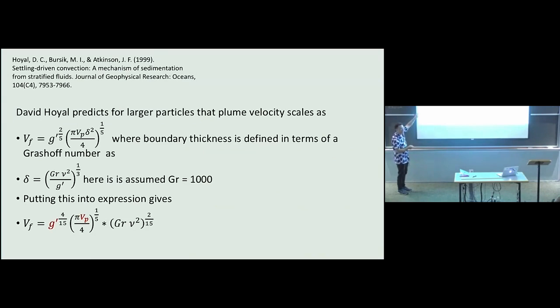I find the derivation a little bit tricky. It depends on G prime to the 2/5 power, and then there's a bunch of terms in there. It depends on the settling velocity to the 1/5 power. So it's got a different functional relationship that we should be able to distinguish in the lab. So he didn't really test this relationship.